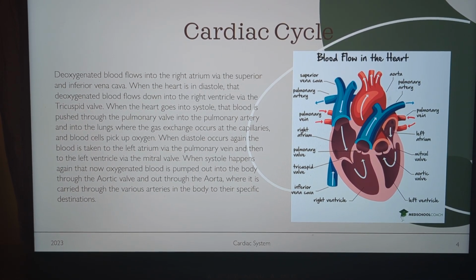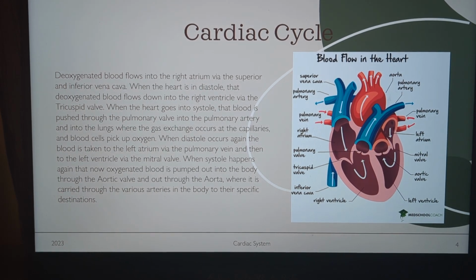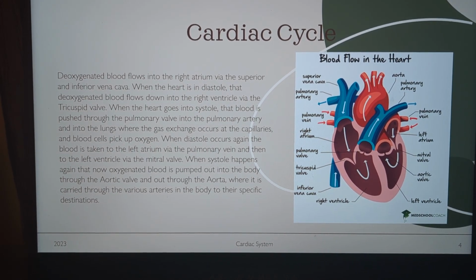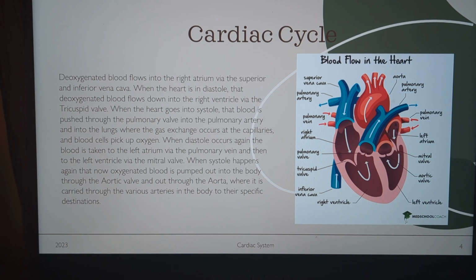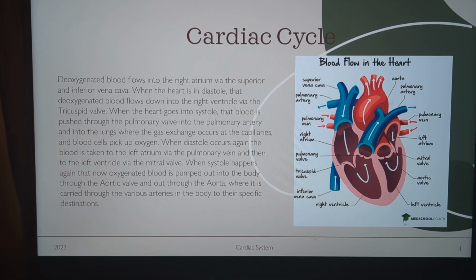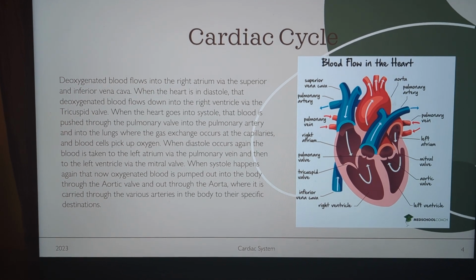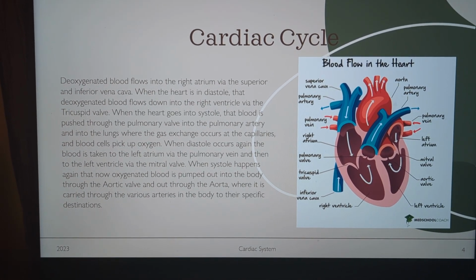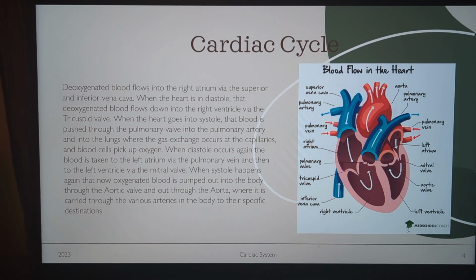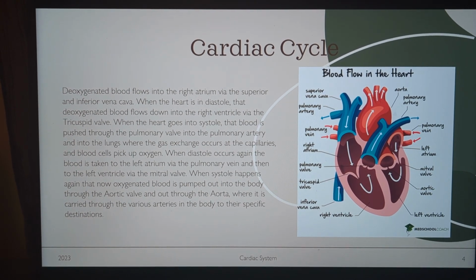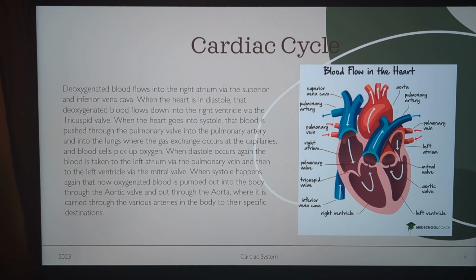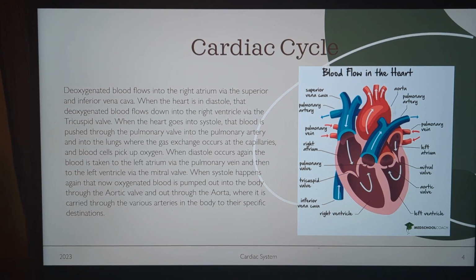When diastole occurs again, the blood is taken into the left atrium via the pulmonary vein and then to the left ventricle via the mitral valve. When systole happens again, that now oxygenated blood is pumped out into the body through the aortic valve and out through the aorta, where it is carried through the various arteries in the body to their specific destinations.